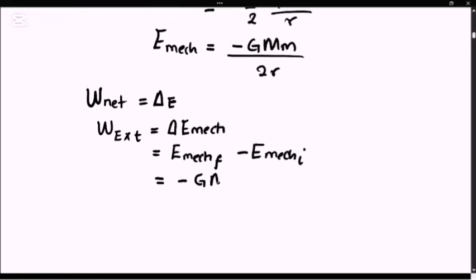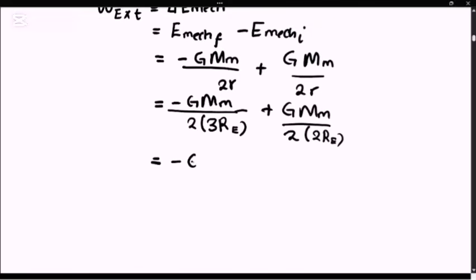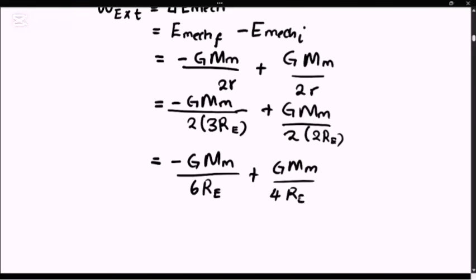So it will be positive GMm all over 2r. Your r final, they said we want to move it to a radius of 3Re, and your initial was 2Re, which means you can now substitute your final radius with 3Re and your initial with 2Re, which will give you negative GMm all over 6Re plus GMm all over 4Re.